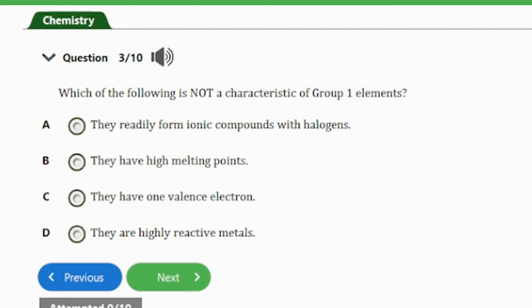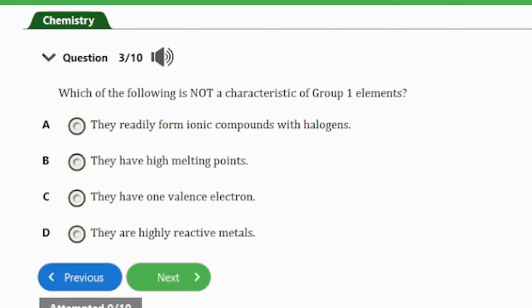Question number 3 says, which of the following is not a characteristic of group 1 elements? A, they readily form ionic compounds with halogen. B, they have high melting points. C, they have 1 valence electron. D, they are highly reactive metals. The answer to this question is option B here.